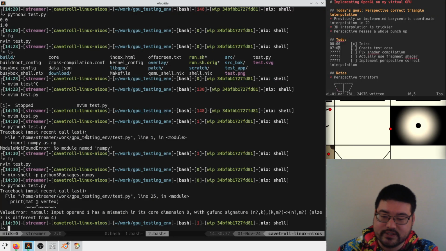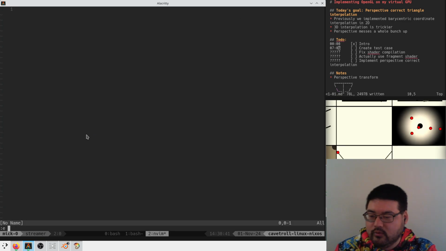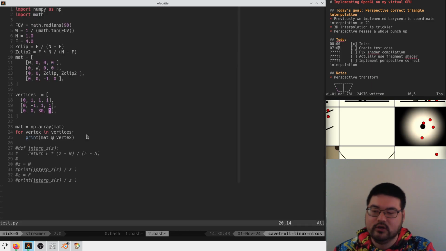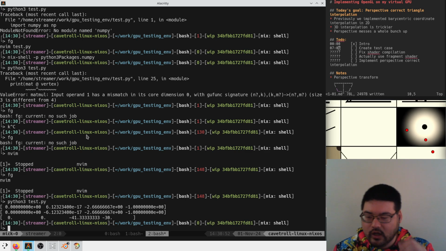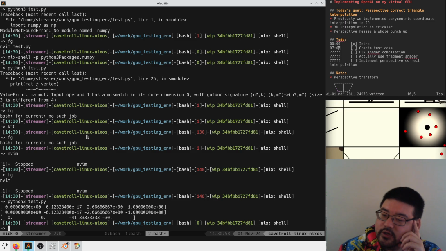So, input operands have mismatch in core dimension. That's true because we forgot that when we are doing this matrix multiplication, we need to put a 1 on the end of each vertex because of homogeneous coordinates. Okay, and now the question is do these make sense to us?